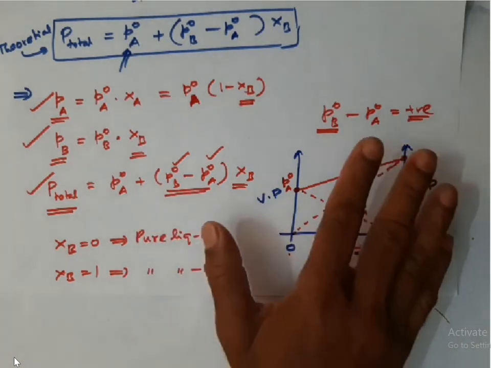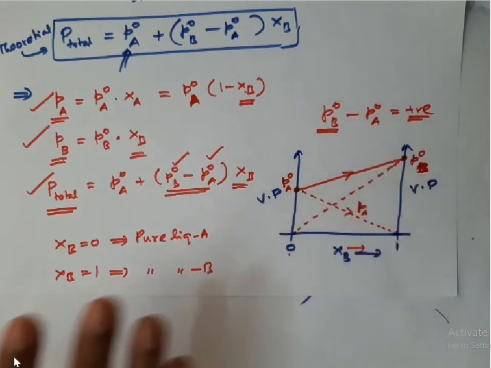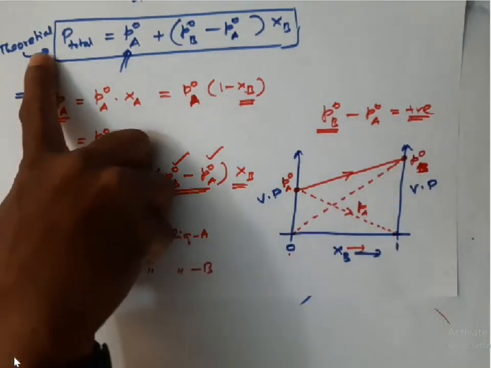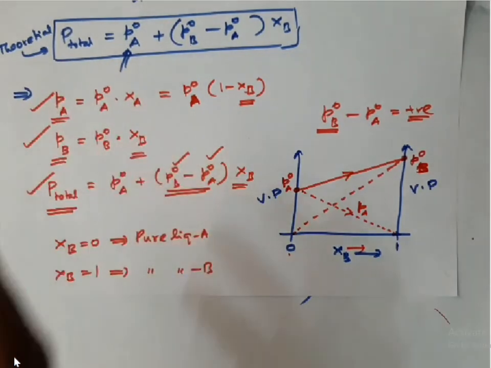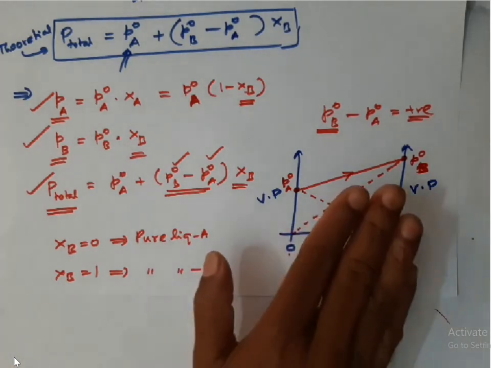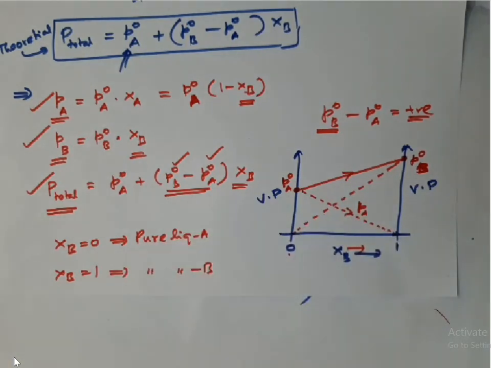Is the graph the same for a real liquid? I have told you it's theoretical. It's a theoretical total pressure. If you take the actual experimental total pressure, do we get the same type of graph? When we get the same type of graph depends upon what type of liquid mixture you are taking.